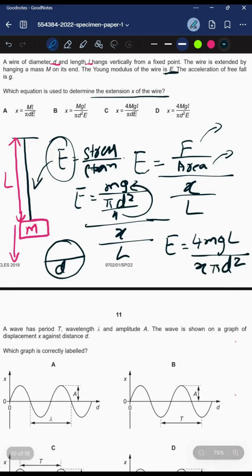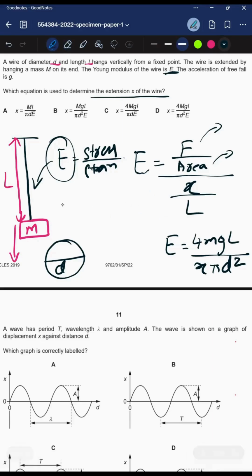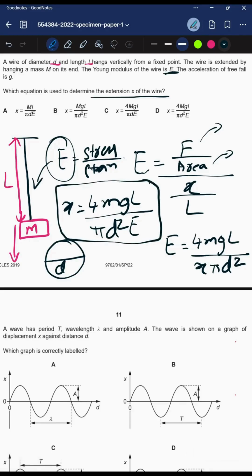Finally, our next task is to make x the subject. So x will be equal to 4 times mgL over pi d square times E. This is the formula after doing the derivation using the formula for Young modulus. So the correct option is option D, 4 times mgL over pi d square E.